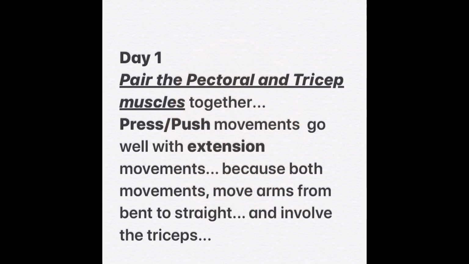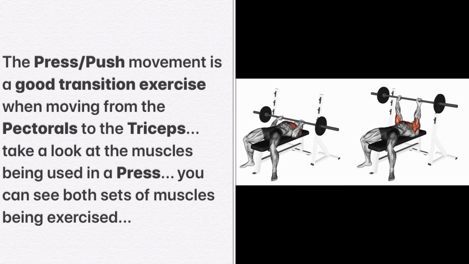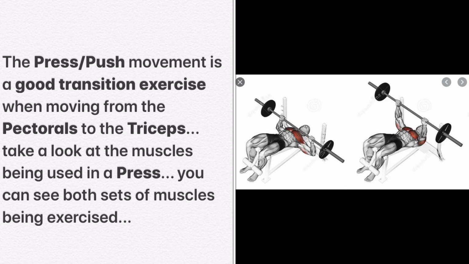Pair the pectoral and tricep muscles together. Press or push movements go well with extension movements because both movements move arms from bent to straight and involve the triceps. The push or press movement is a good transition exercise when moving from the pectorals to the triceps when working out. Take a look at the muscles being used in a press. You can see both sets of muscles being exercised.